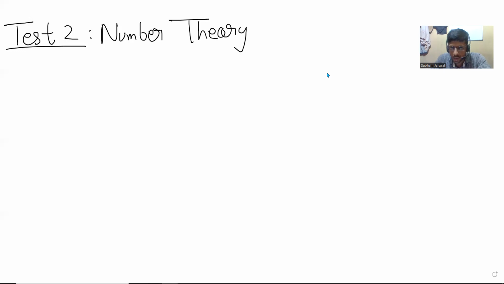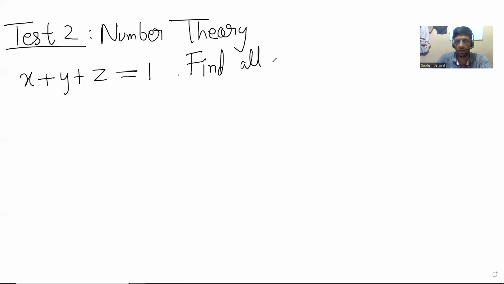Find all integers x plus y plus z so that this happens. So what I want to do is find all integer solutions. What most of you, both of you, have done is you have given me infinitely many solutions, but I don't think any one of you gave me all the solutions.